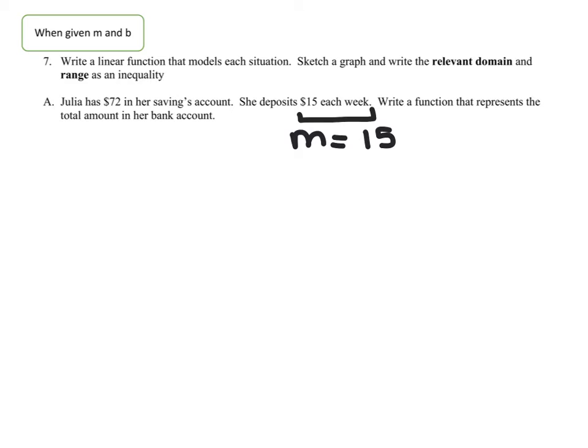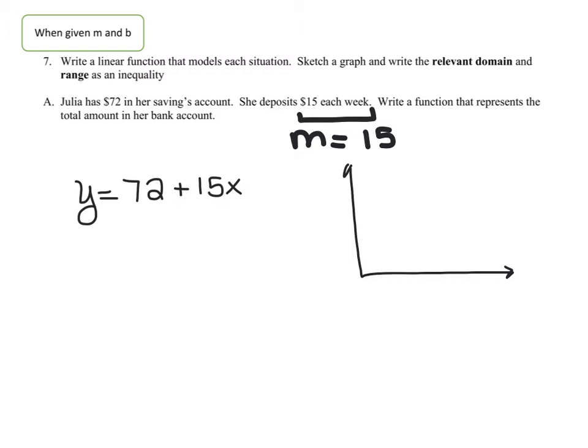So if I say that the amount of money she has, if I call this y, is equal to, she begins with 72, and she deposits, it means it's going up 15 each week, and x would be the number of weeks. So I'm going to just sketch, so I don't need to get super accurate here. And if you notice, I immediately only do the first quadrant. A lot of times things only make sense in the coordinate plane in the first quadrant. So x is my weeks, so I'm going to label this as weeks, and y is my money.